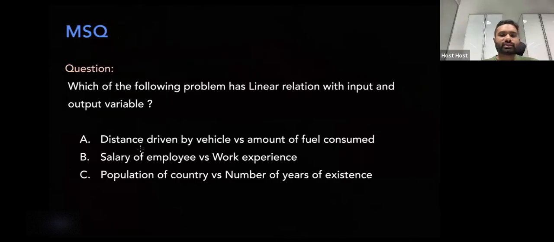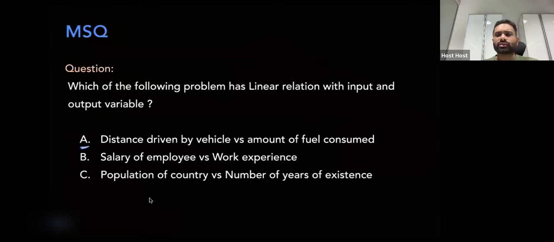So I'm giving you three options. One is the distance driven by a vehicle versus the amount of fuel consumed. Another is the salary of the employee versus work experience. And the third is the population of the country versus the number of years of its existence. So distance versus amount of fuel consumed. Can we assume that it has a linear relationship?